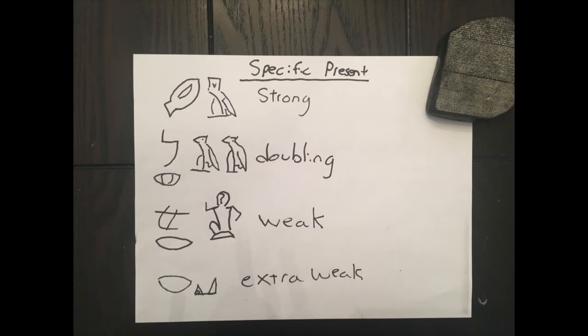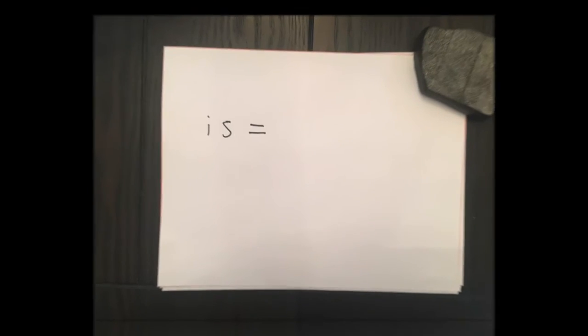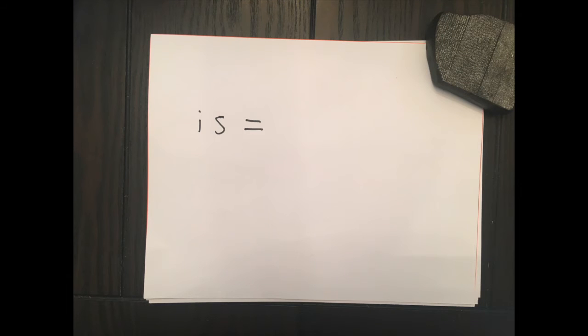All right, so now let's move on to another form, the specific present. And like all the other verb forms, there are certain types of verbs that have certain characteristics in the specific present. Well, actually, it's a little easier, because for the specific present, which is doing, is seeing, you're going to start with the infinitive, which again has that extra T on weak and extra weak verbs, not on strong and doubling. And then we're going to add the word is.